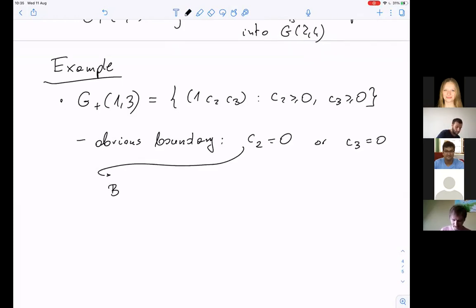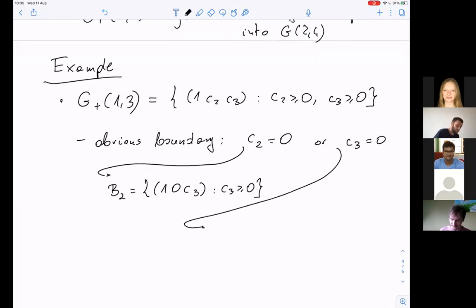And I give them names. I call this boundary B2. If I take C2 equal to 0, I don't have generic matrices anymore; I reduced my class of matrices to these matrices only. So this boundary consists of all matrices of the form (1, 0, C3) where C3 is non-negative. And similarly, I call this one B3. This is the set of all matrices of the form (C1, C2, 0) such that C2 is non-negative. So these are two obvious boundaries of this object.